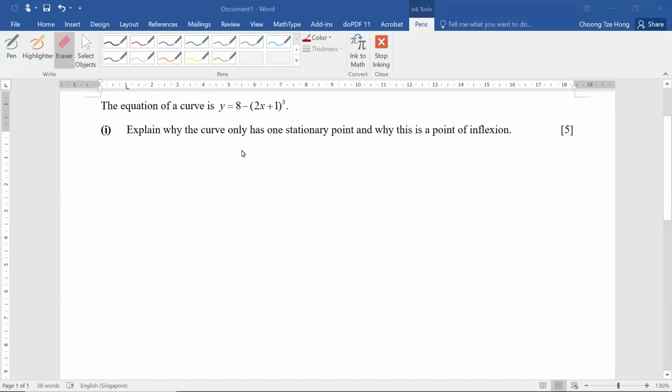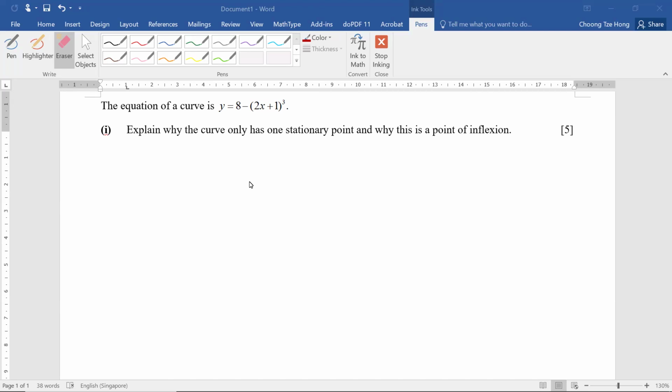Hi students, in this video I'll be going through the 2017 O-Level Additional Mathematics Paper 2 Question 8b. I'll use this question as an example to explain why sometimes it's not sufficient for us to use the second derivative test to determine the nature of the stationary point. Okay, so let's read the question.